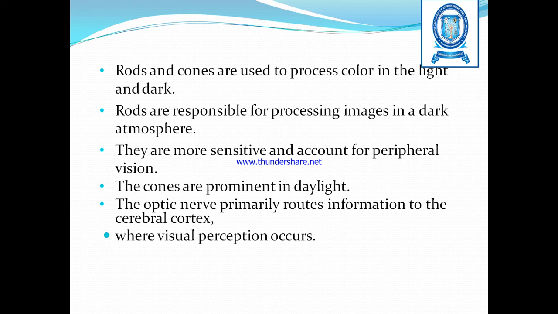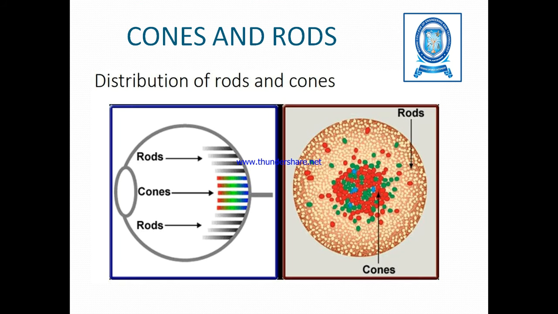Okay, so in order to get a clear-cut view of the image that we are viewing, the rods and cones play a major role. The cones play a major role during the daytime, whereas the rods play a major role during the night time. Okay, so this is the distribution of rods and cones. You can clearly see how the rods are playing their role and how the cones are playing theirs.